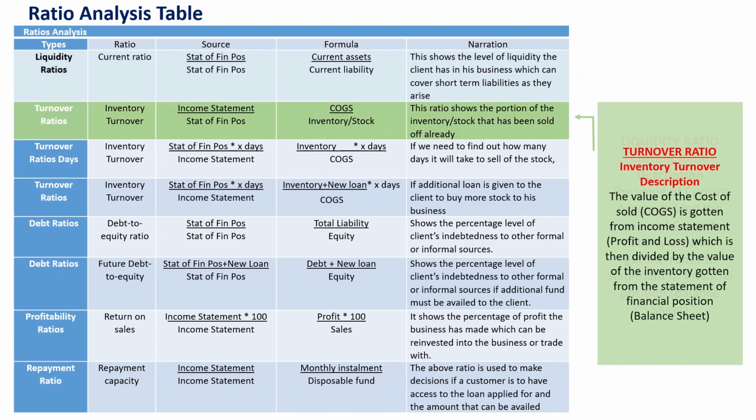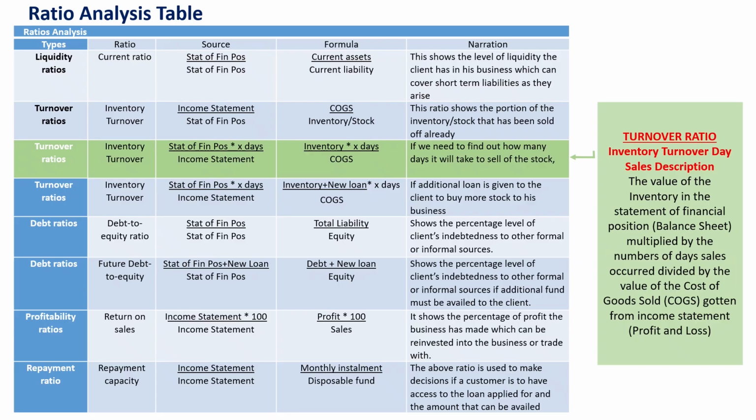The next is the turnover ratio. This is the value of the cost of goods sold, gotten from the profit and loss, which is then divided by the value of the inventory gotten from the balance sheet. We go over to the turnover ratio days. This evaluates the value of the inventory in the balance sheet, multiplied by the number of days sales will likely occur, divided by the value of the cost of goods sold, gotten from the profit and loss account.